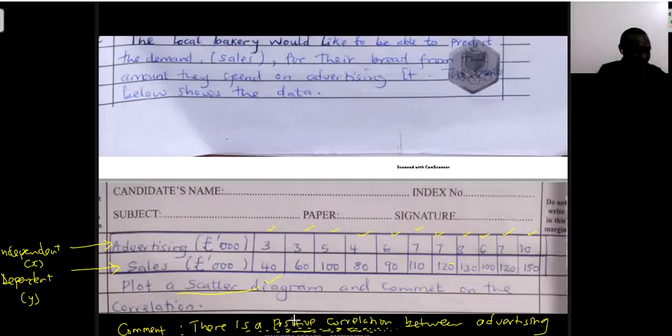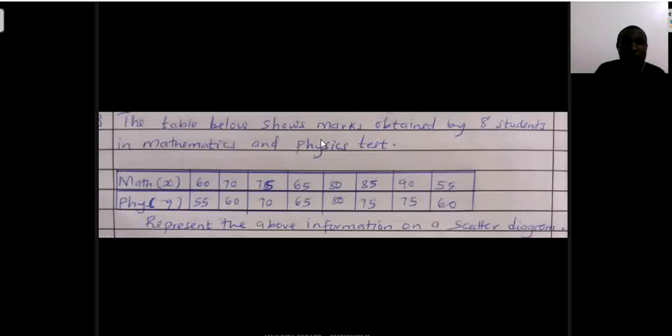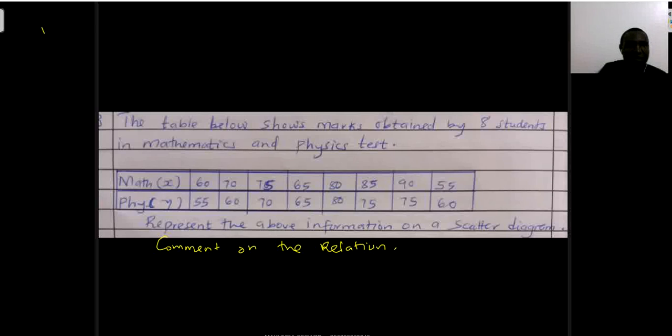Next, let me give you a number that you are going to try. This is the number that we have to work on. There is a question which should be added here. You have to comment also. Comment on the relationship. Okay, that one I've added. So after plotting your scatter diagram, please be able to comment on the relationship between math and physics.